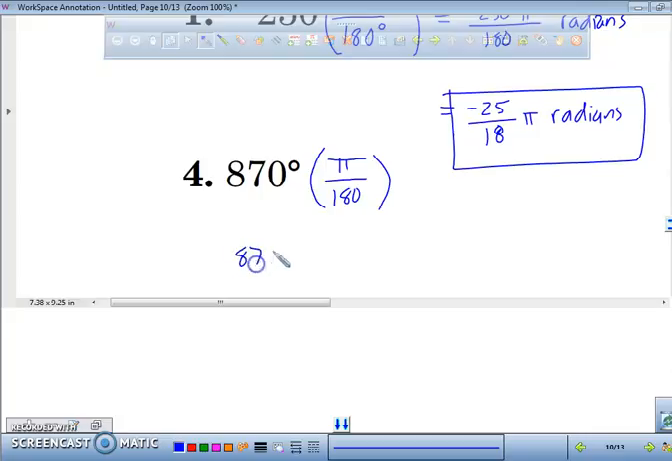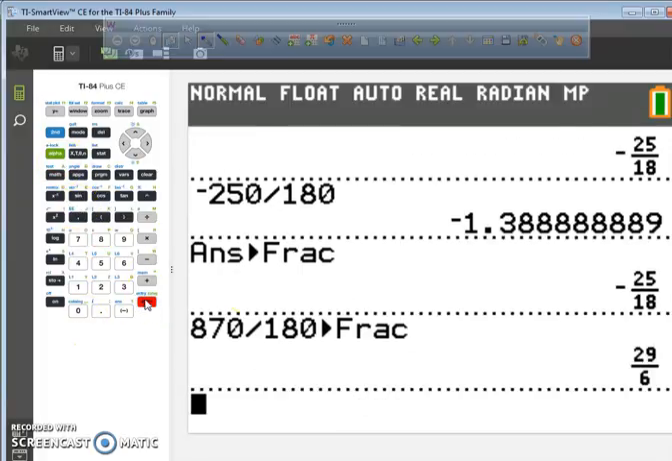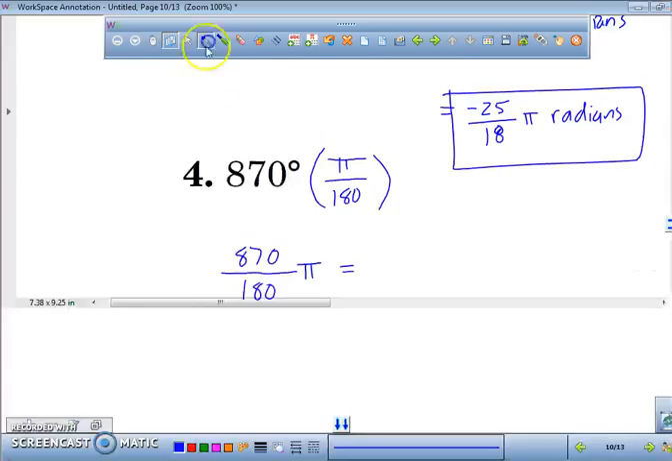So this would be 870 degrees over 180 degrees. We're going to put a pi right there. Now we want to simplify that. So in the calculator you can do 870 divided by 180. Hit the math button. Press enter twice. What does that become? 29 over 6. 29 over 6 pi radians.